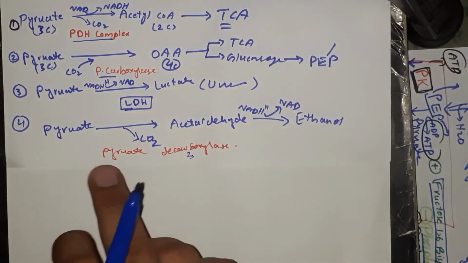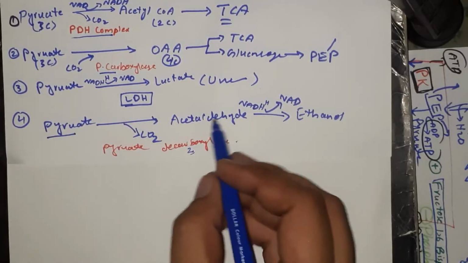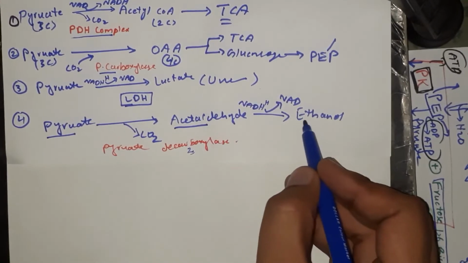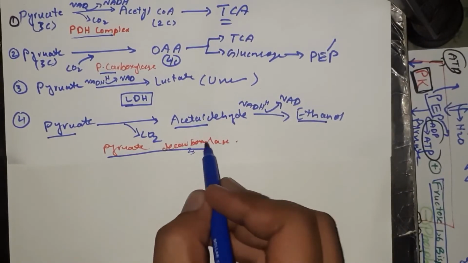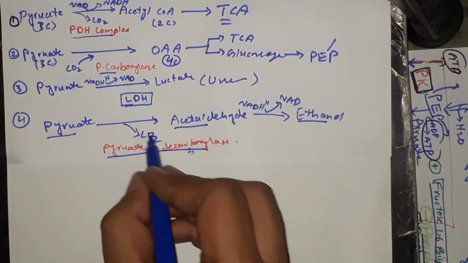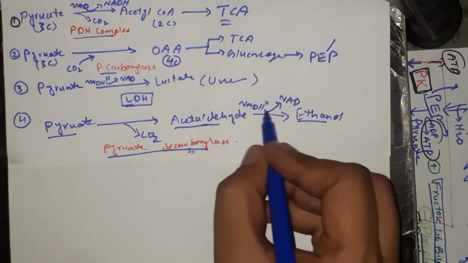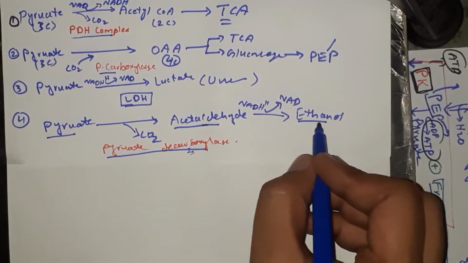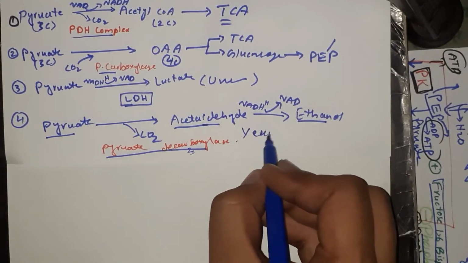This is the third fate of pyruvate, and the fourth fate of pyruvate is that pyruvate may be converted into acetaldehyde and then into ethanol, and this reaction is catalyzed by pyruvate decarboxylase. In this reaction, one carbon dioxide is released and acetaldehyde is produced. Then acetaldehyde is reduced using NADH, and it is converted into ethanol. And this happens in yeast.